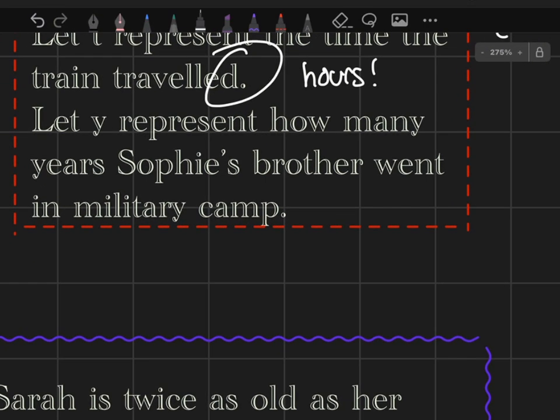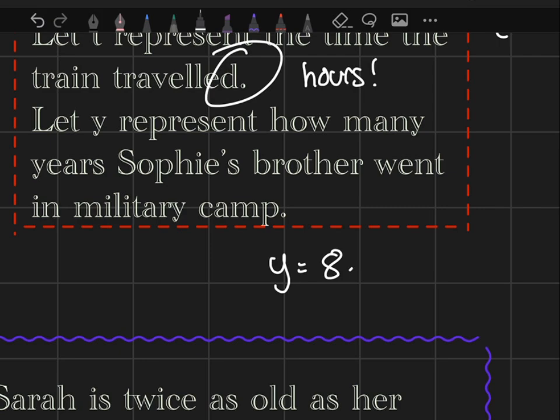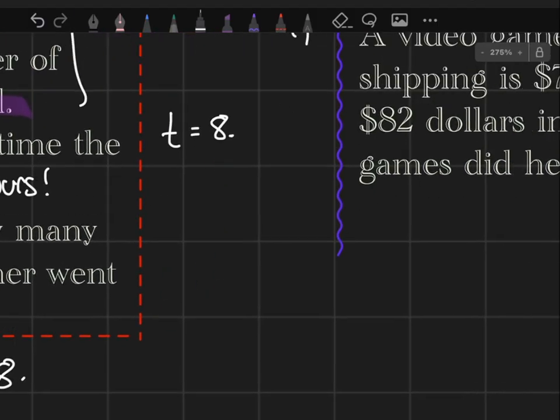Let y represent how many years Sophie's brother went in military camp. If Sophie's brother went in the military camp for 8 years, it would be y is equal to 8. Clear let statements are very important since it lets your work be organized and additionally helps you avoid mistakes later on in your process. So I want to give a few more tips before we get started.